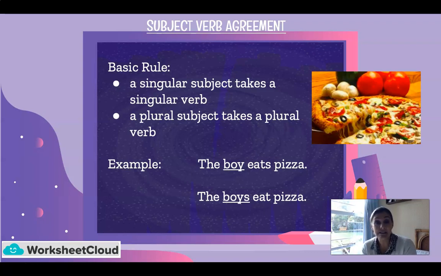The boy eats pizza. The boys eat pizza. So take a look here at our singular subject, boy. It gets eats, and the rule is that it needs a singular verb, but it also has the S over there. So the boy eats. Because there's one boy with no S, onto your verb you add an S. And then the plural has already got an S, boys, so you don't need to add an S here. So the boys eat, the boy eats.